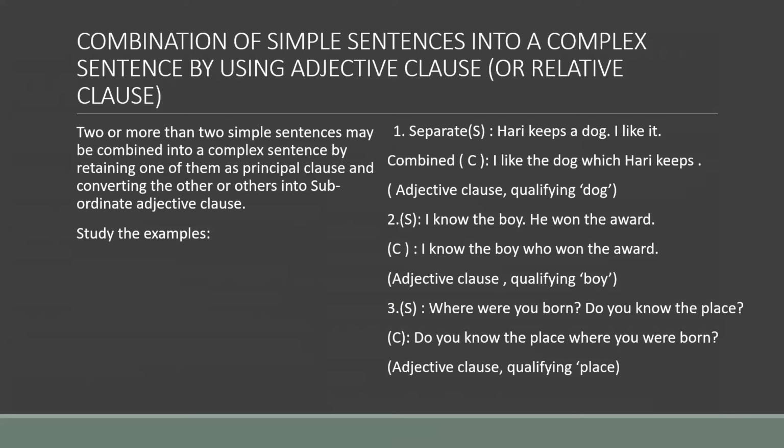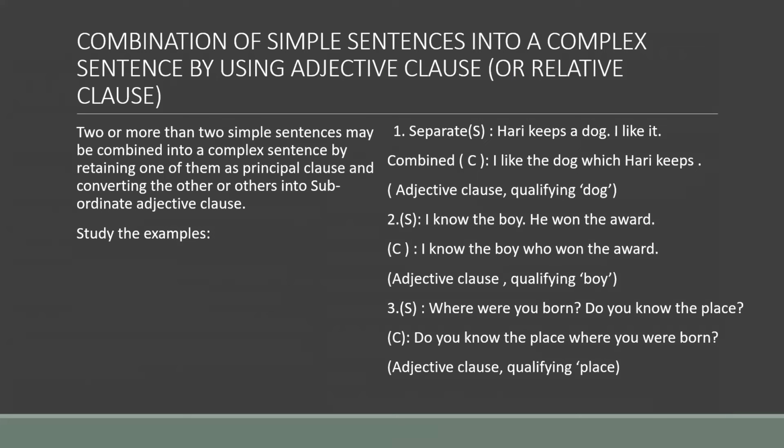A sentence is given: Hari keeps a dog, I like it. Two sentences are there. When we combine them: I like the dog which Hari keeps. So the adjective clause is qualifying the dog. I know the boy, he won the award. I know the boy who won the award. Here, who is qualifying the boy.